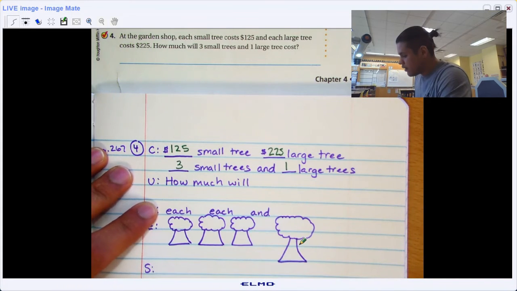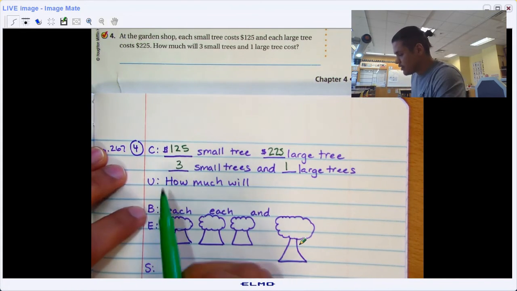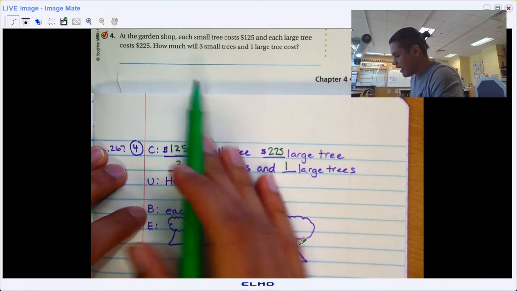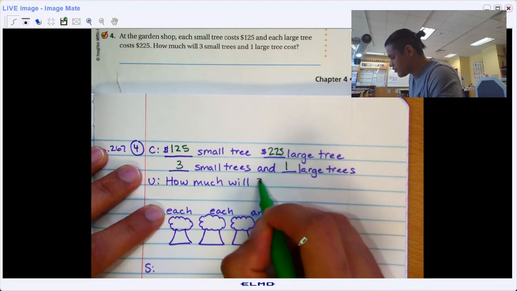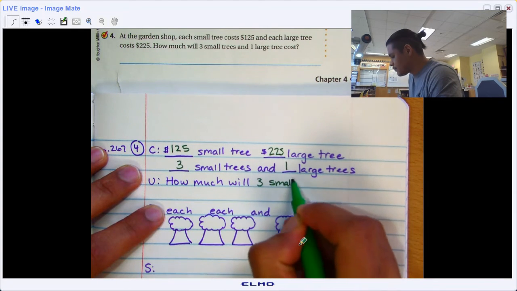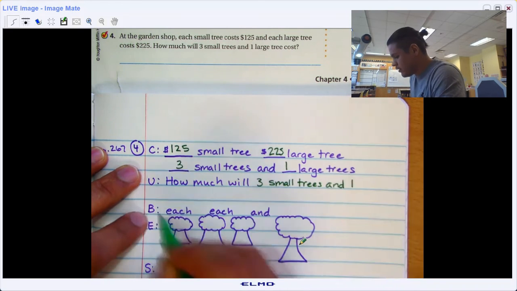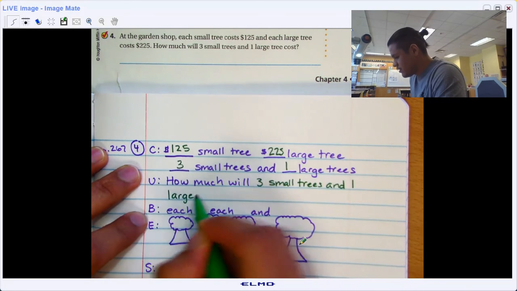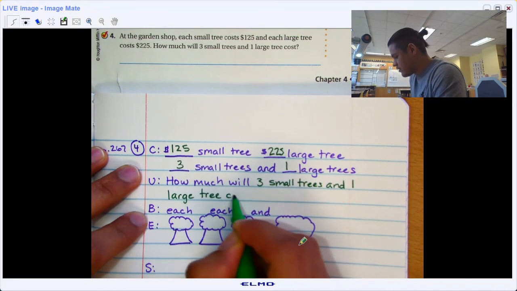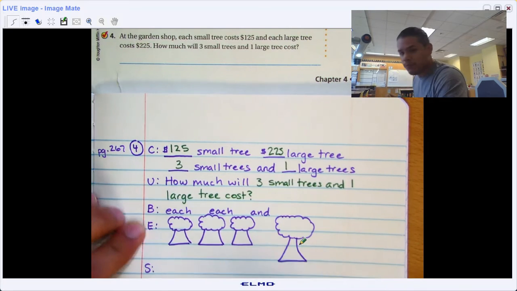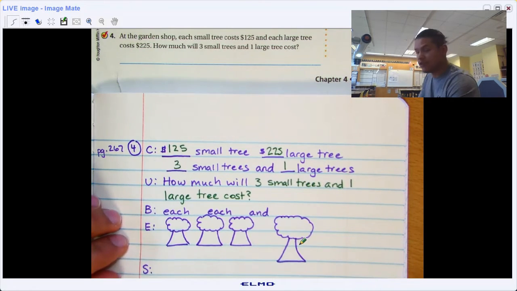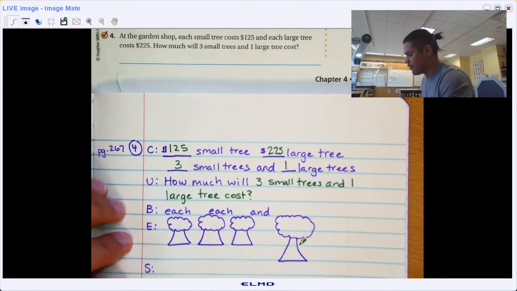Okay. The U, we're going to underline the question. So how much will 3 small trees and 1 large tree cost? Hopefully you got the exact same thing I've gotten so far.